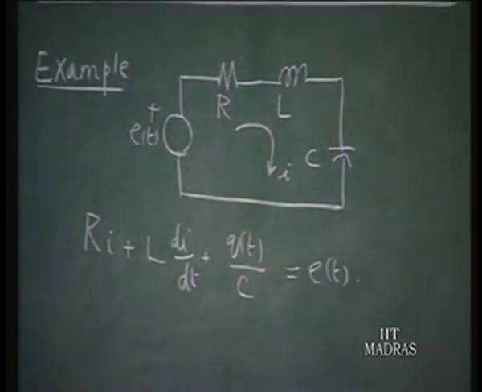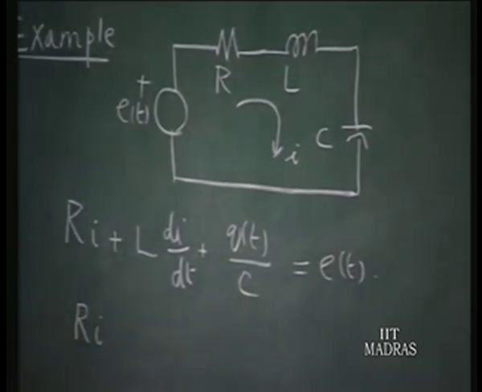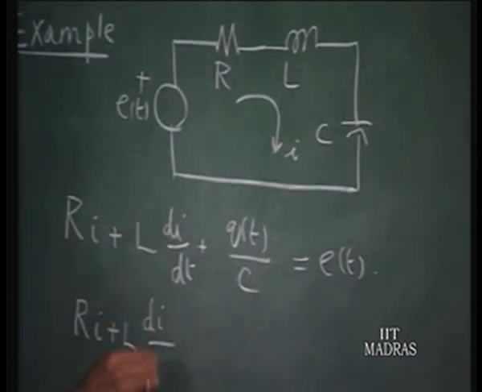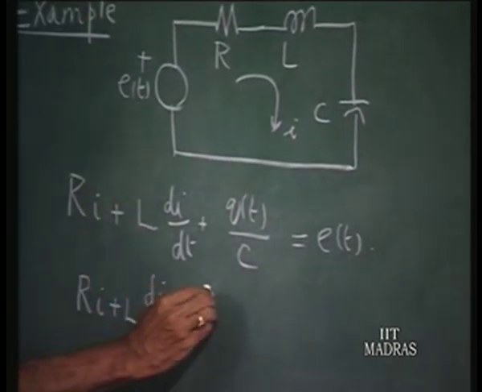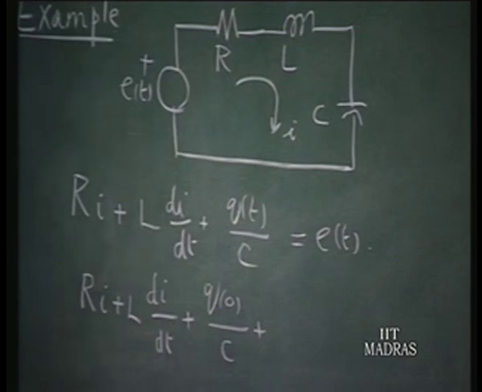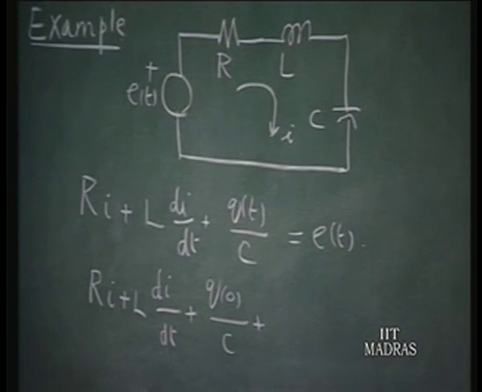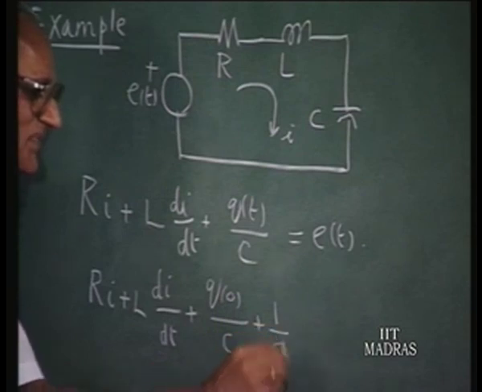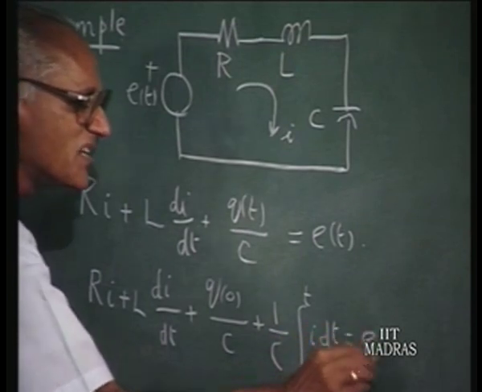This can further be written as, if you take the charge Q of t to be L di by dt plus, there is an initial charge in the capacitor, let us say Q0 divided by C, plus the additional charge that has been conveyed to the capacitor plates in the interval starting from 0 up to the point t. So that means 1 over C integral 0 to t I dt, that is equal to E of t.